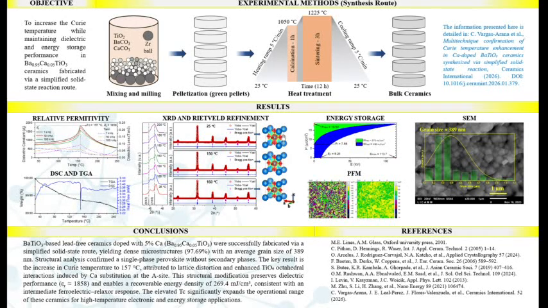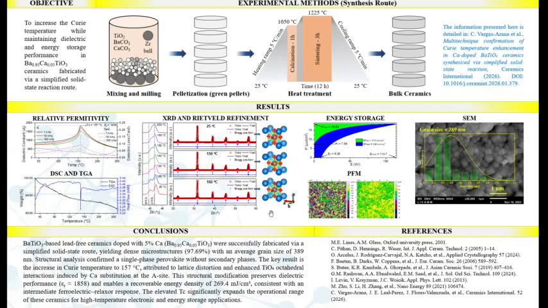So we have 3 independent lines of evidence: dielectric spectroscopy, DSC, and temperature-dependent XRD, all pointing to the same transition, all landing within a few degrees of each other. That agreement is really what gives us confidence that this Curie temperature increase is real, and not some artifact of one particular measurement.